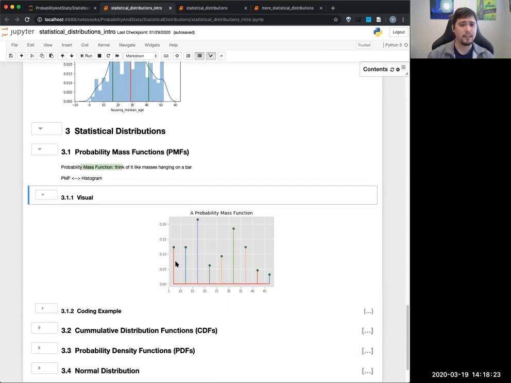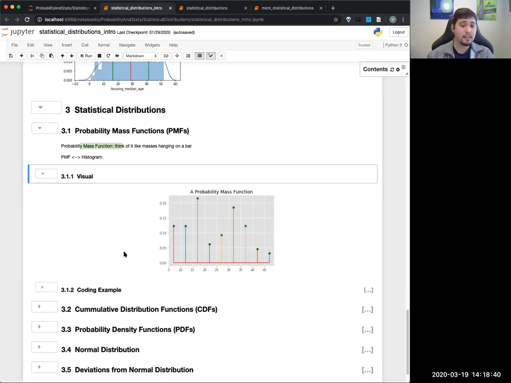This is like a stem-and-leaf plot, where you have a bar sticking up, and that little ball on the top is like the mass. So you can imagine the mass being concentrated at those exact points. Essentially it's a histogram, right? But it's not necessarily a histogram, because a histogram will show how many times you see a value in a given range.